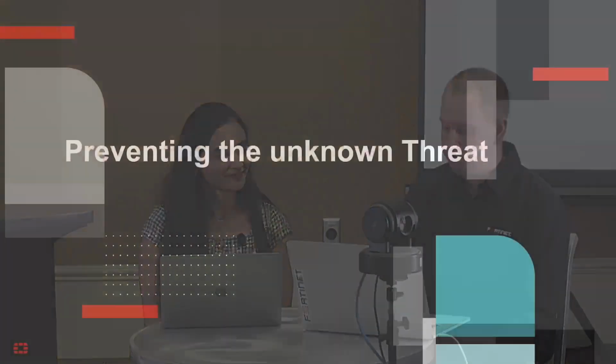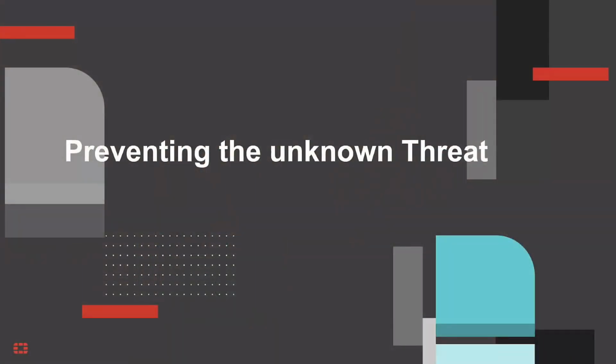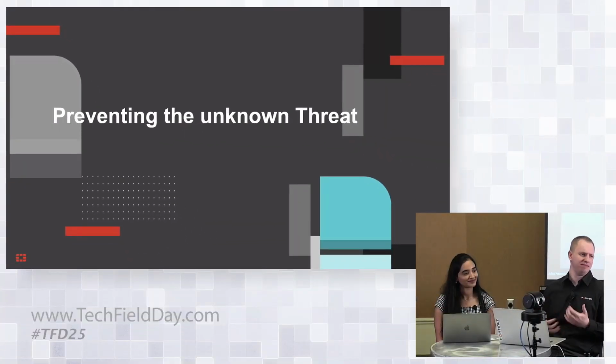Okay. Next, the unknown threat. Let's play a bit with some other ways. As you may have noticed, we use more or less only ML, no signatures, because signatures are too static.